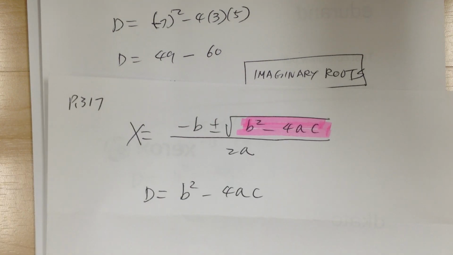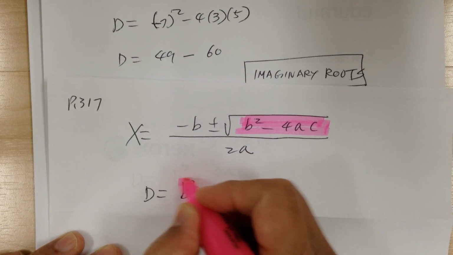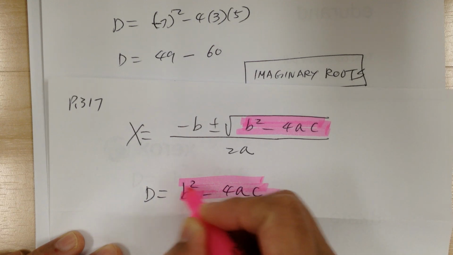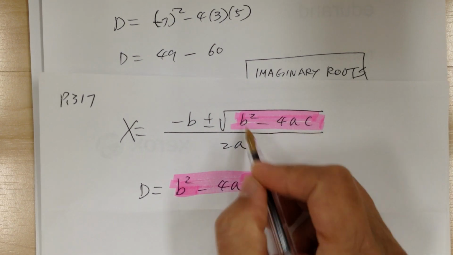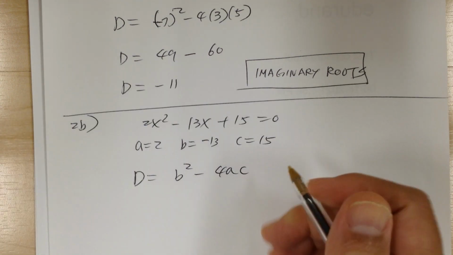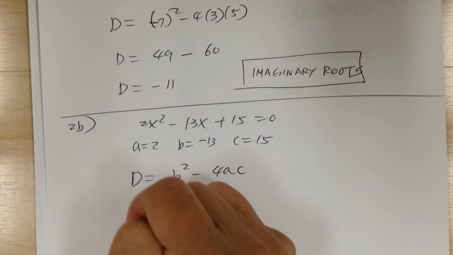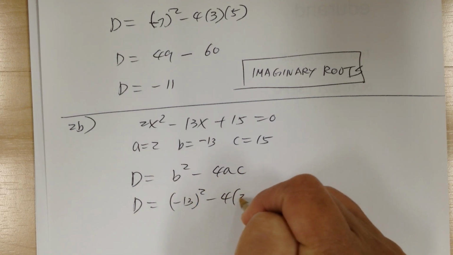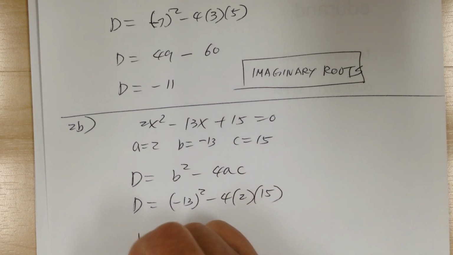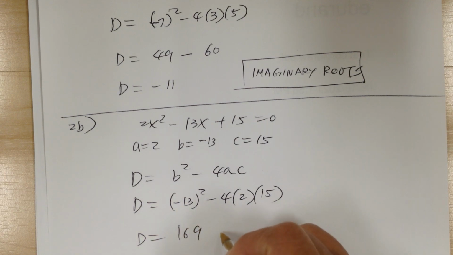So let me go and highlight this part over here. So d is the part that's inside the square root. So again, substituting here, d equal to -13 squared minus 4 times 2 times 15. So d equal to 169 minus 120. So d equal to 49.